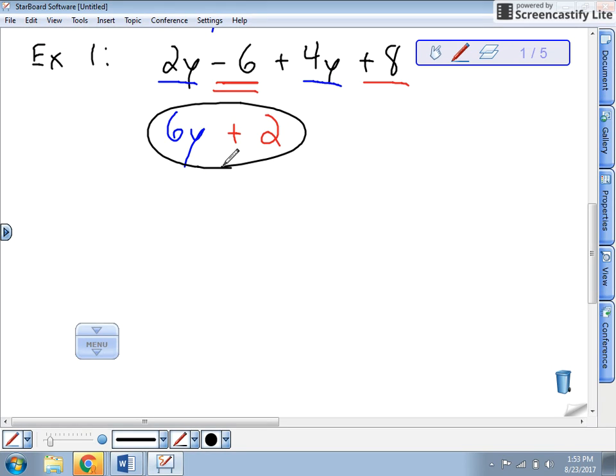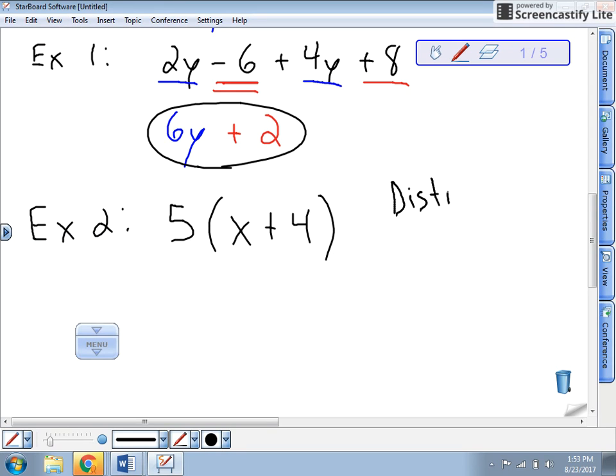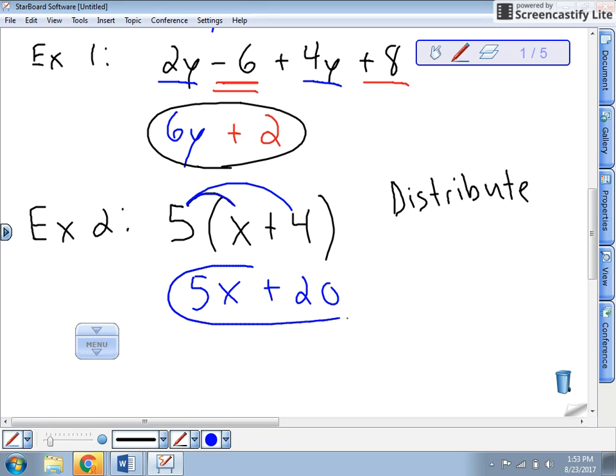Another quick example. Example 2. We're just going to talk about the distributive property. So if I have 5 times a quantity, x plus 4. Okay, we call this the distributive property. I'll write that up here. Distributive, or distribute. I'll just write that to remind you guys. So when we do this, we have to take 5 times the x, which is 5x, and then 5 times 4, which is plus 20. We can't combine any like terms, so this is our answer.